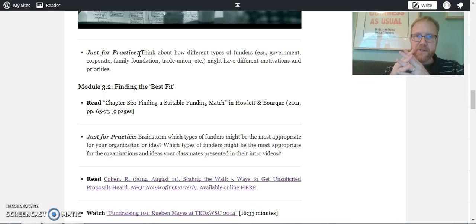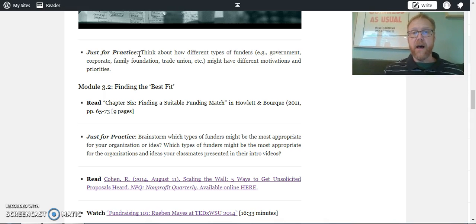Where does my vision fit with their mission? And how do we make that mesh? And understanding that there are particular agendas associated with each of these funding agencies is really important.